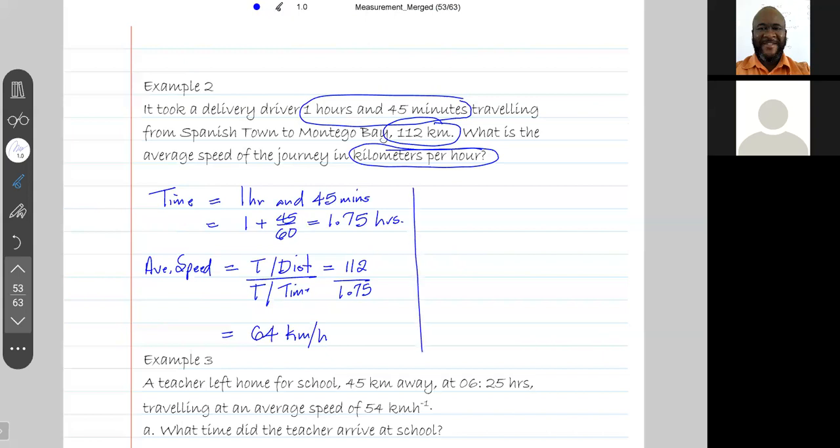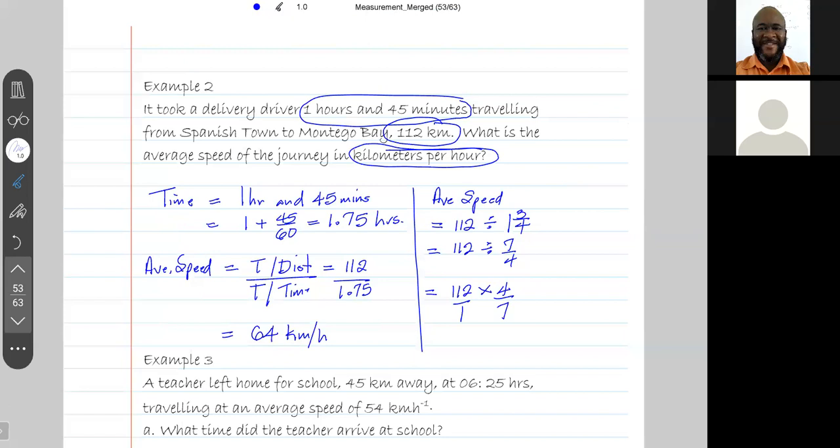Remember I said you could have left your time as a fraction. So alternatively, average speed would be equal to total distance divided by total time, which is 1 3/4 of an hour, because 45 minutes is 3/4 of an hour. So this is 112 divided by 7 over 4. This is 112 multiplied by 4 over 7. So I could have left my time as a fraction.